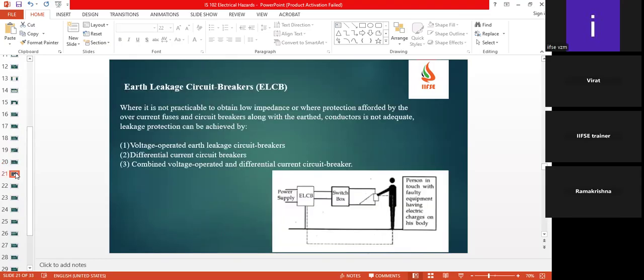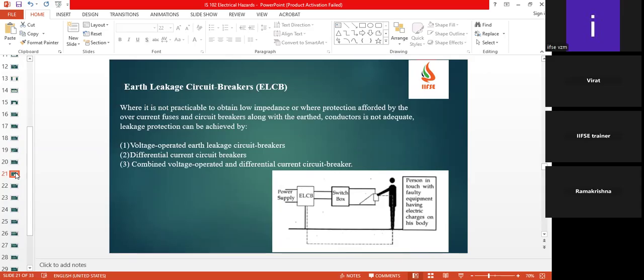Then ELCBs, which are very famous, ELCBs and RCCBs, earth leakage circuit breakers. Basically, these ELCBs are used where it is not practicable to obtain a low impedance, and wherever the protection afforded by the overcurrent fuses or circuit breakers along with the earth conductor is not adequate, a leakage protection can be achieved. This is a kind of leakage protection, in case any leakage happens from the flow.